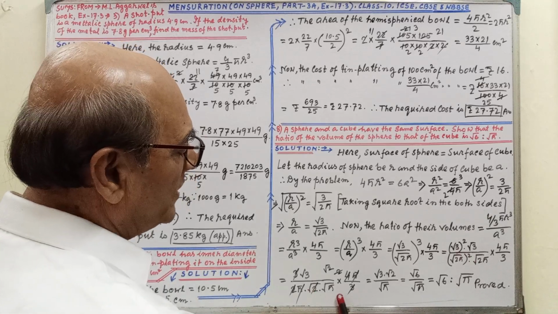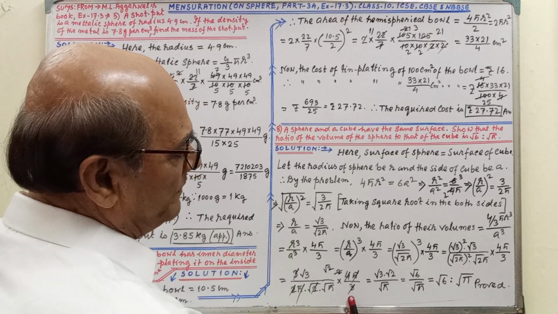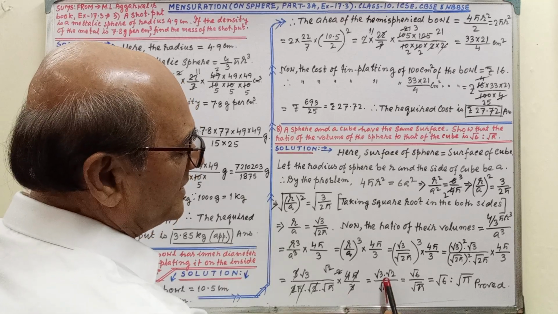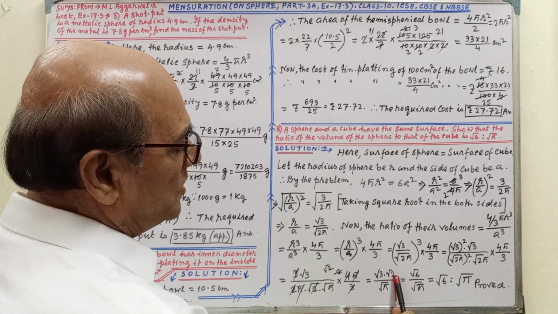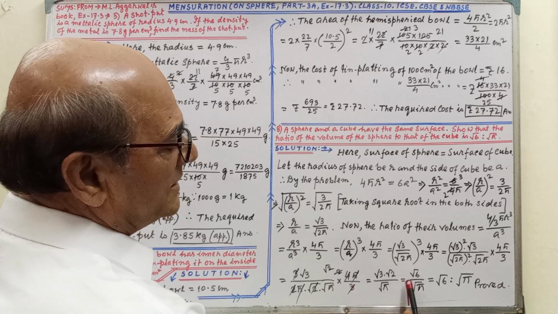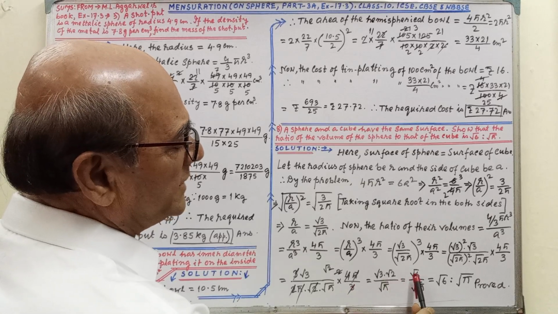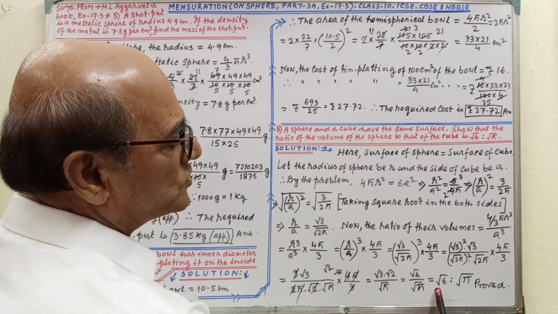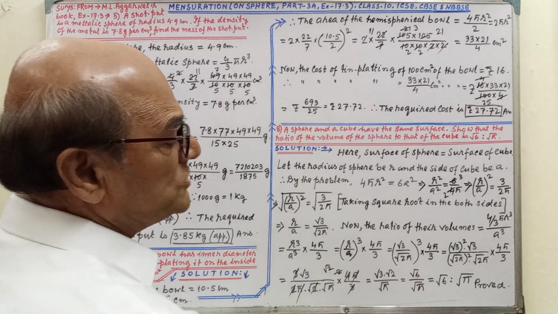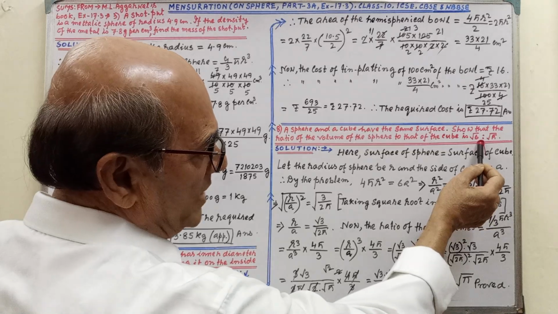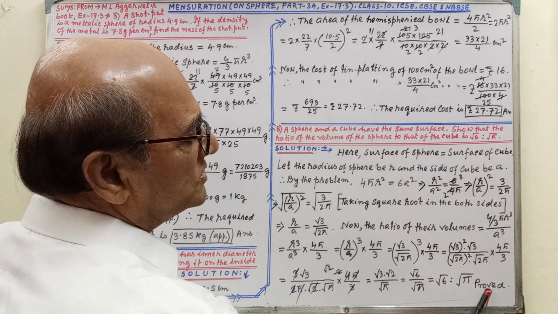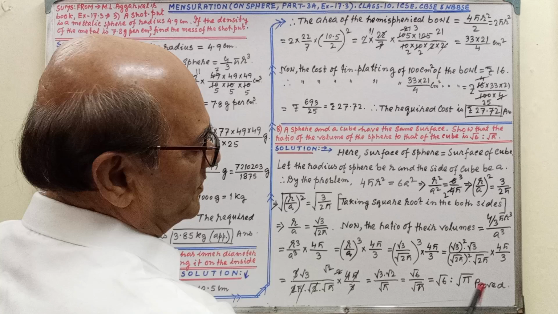Then we have to simplify. By simplifying, we are getting root 3 into root 2 by pi. Then root 3 into root 2, that is root 6, and this is root pi. So root 6 is to root pi. This we have to prove, and we have got. So this is why proved.